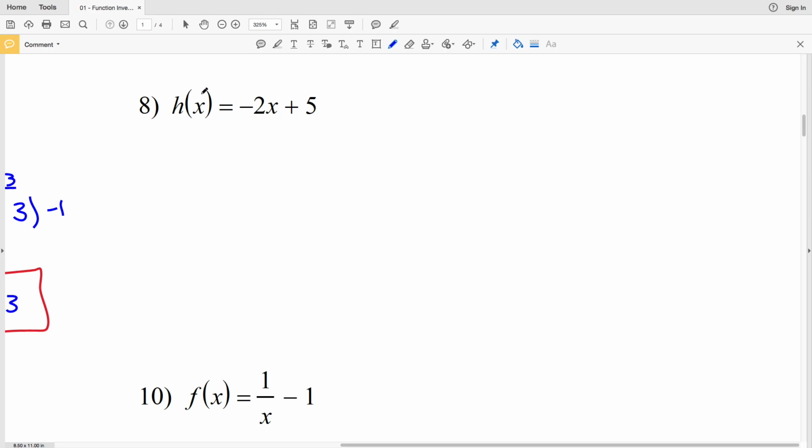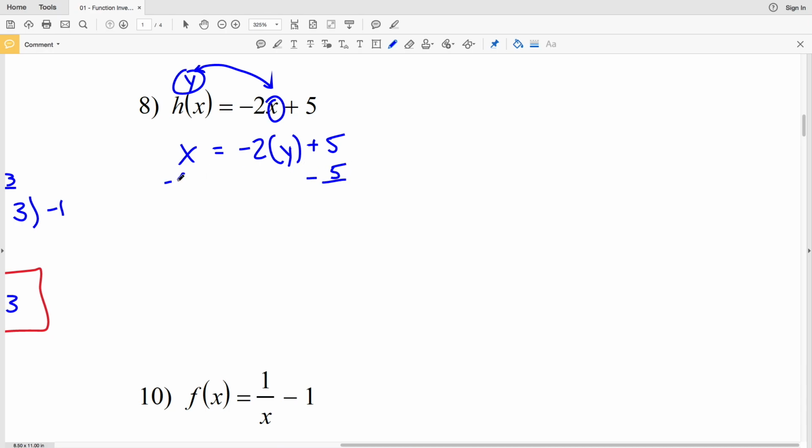Now for number 8, h of x, I'll write that as y, and then I'll switch y and x. So I'll have x equal to negative 2 times y plus 5. Now I'm going to be solving for y.